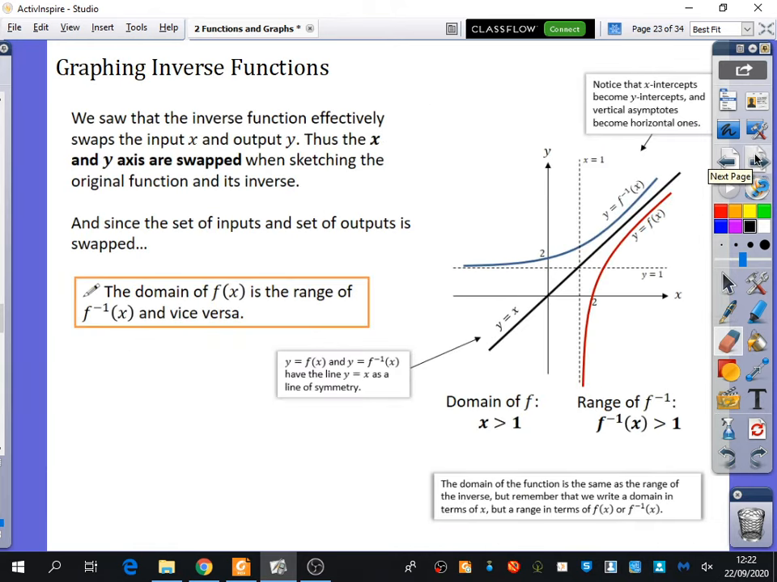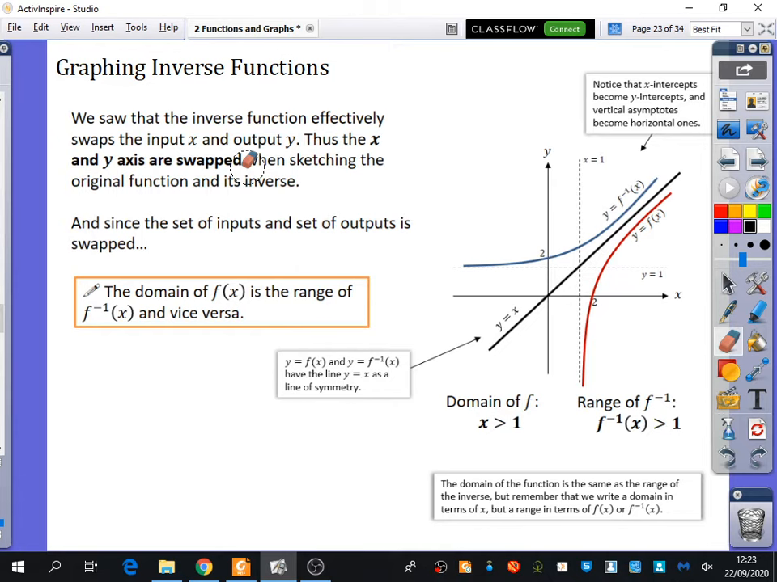You're also going to need to know how to do the graphs of inverse functions, okay? Now, graphing inverse functions, there's a really neat trick that allows you to do the graph of an inverse function. And what we did when we were finding inverse functions is effectively we swapped the x and y coordinates because we said that x and y were swapping places. So this swapping of the x and y actually means that the x-axis and the y-axis are swapped when you're trying to do a sketch of the inverse function.